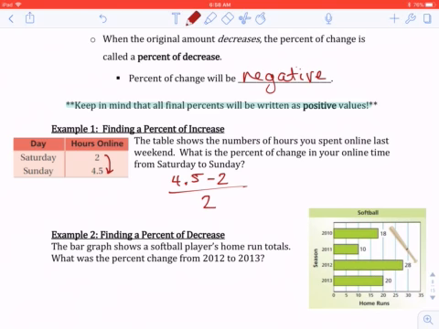Now, automatically you can see that if we went from 2 to 4.5, we should end up with a percent increase with our final answer. If we simplify the numerator first, we end up with 2.5 divided by 2, which would give us 1.25. Again, it is positive, so we definitely know that it is an increase, but remember we want the percent. So jump the decimal place and we end up with a 125% increase in our hours online.